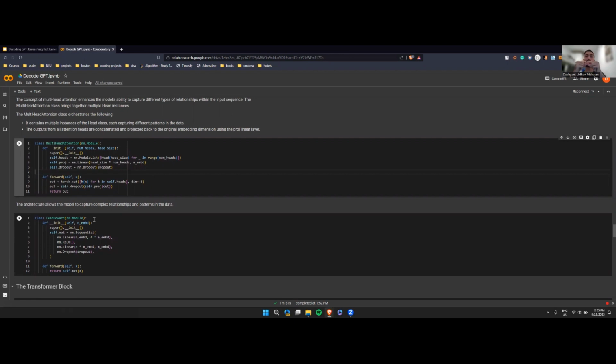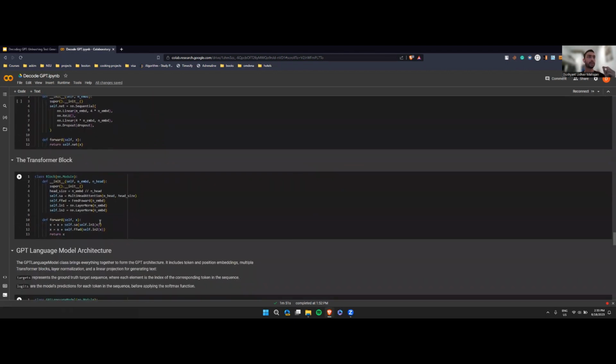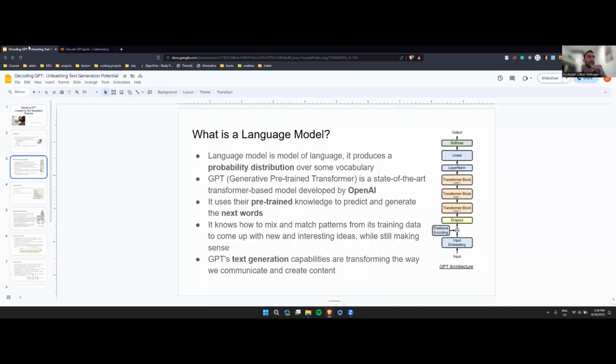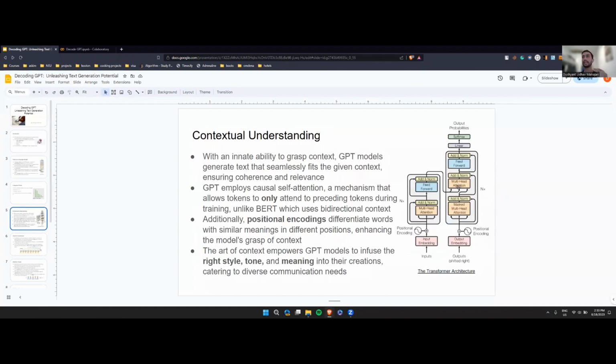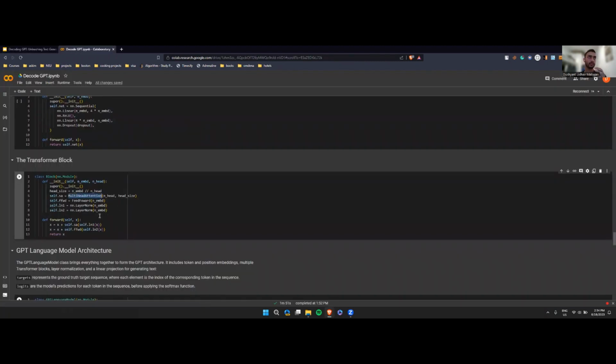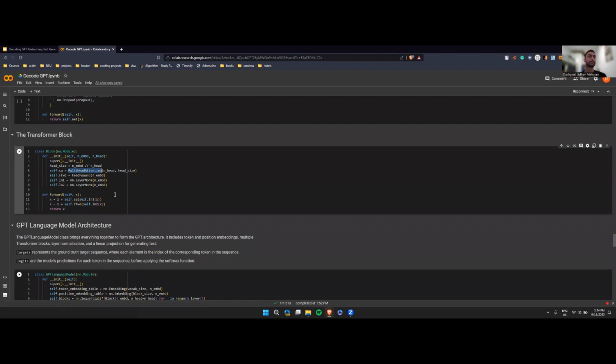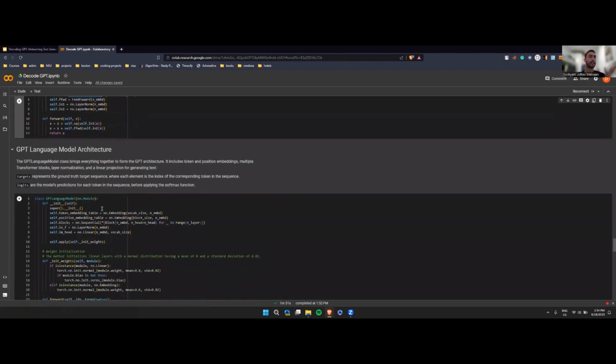And then we use multiples of multi-heads to build a network. So then we have the transformer block here, where we use multiple of those multi-heads in our block. As you can see in our GPT architecture, here in the transformer architecture, we have multiple attention heads. See here, multi-head attention, and then all of them are combined into the transformer block. So let's build a GPT language model now.